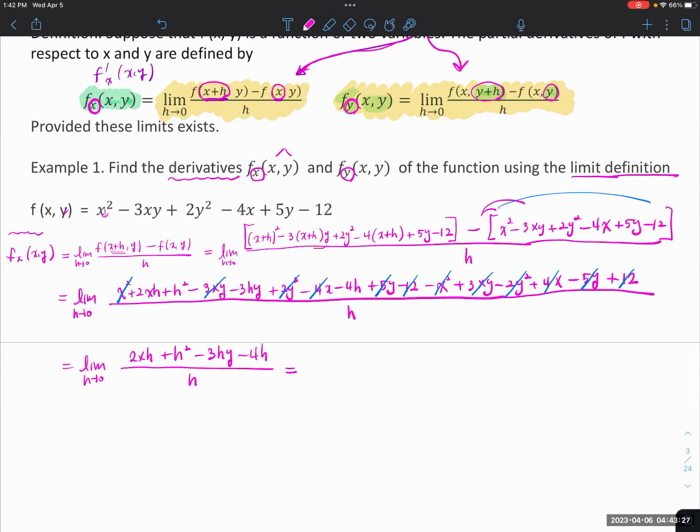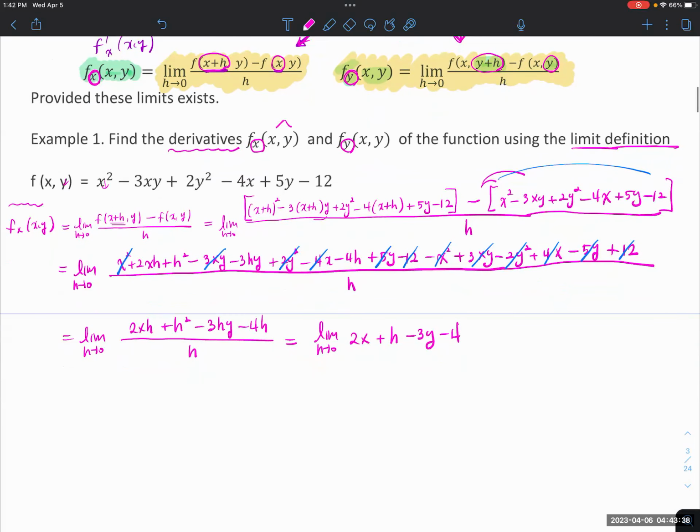And I can divide by h everywhere. That's 2x plus h minus 3y minus 4. And then this is the limit. I'm going to just use direct substitution, plugging in 0 everywhere. Oh, my bad, the x is not the h. So we have 2x, h is 0, minus 3y minus 4. That's the slope with respect to the x variable. This is f sub x of x, y. Are we okay with that?